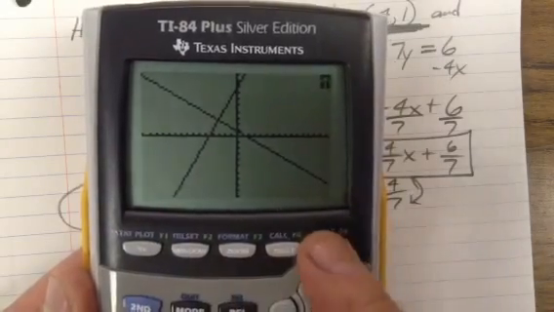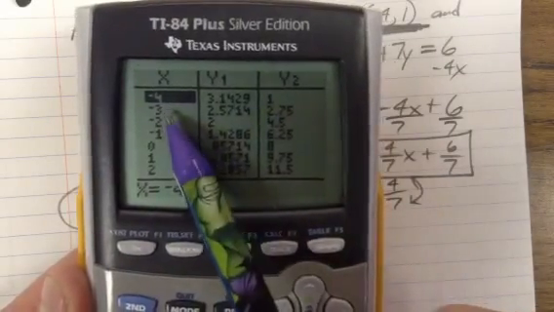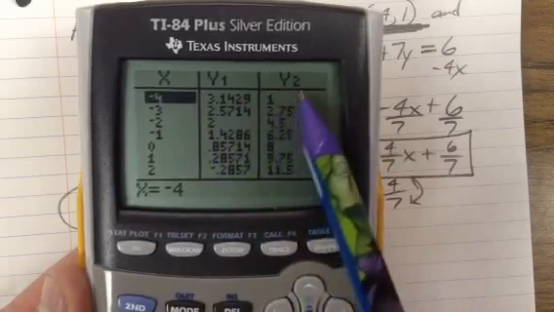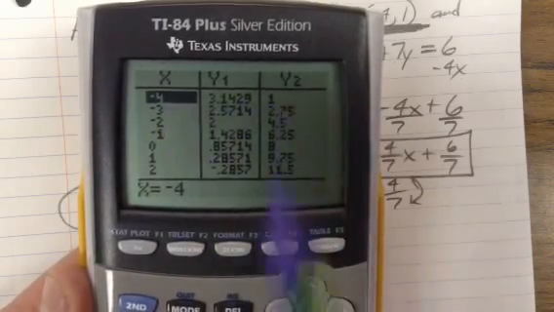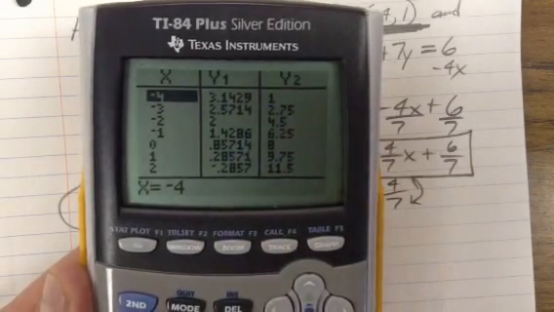Okay, double check to see that the second equation goes through negative 4, 1. The second equation does go through negative 4, 1. You did it right. Good luck on the others.